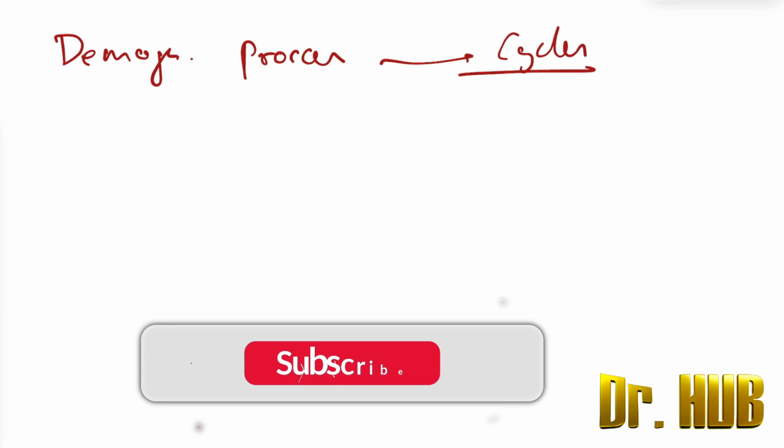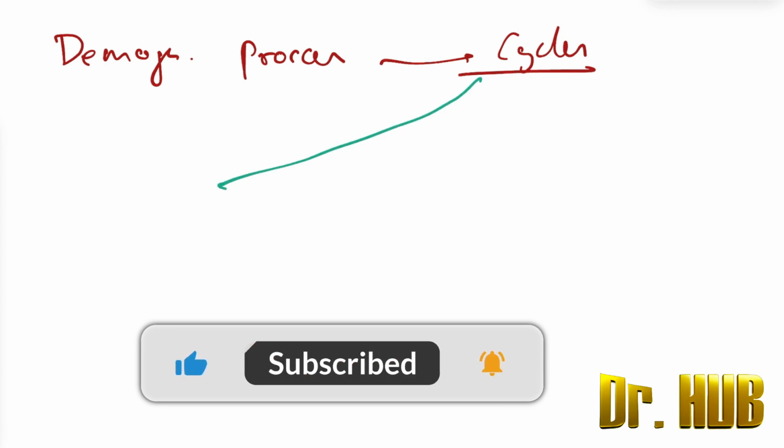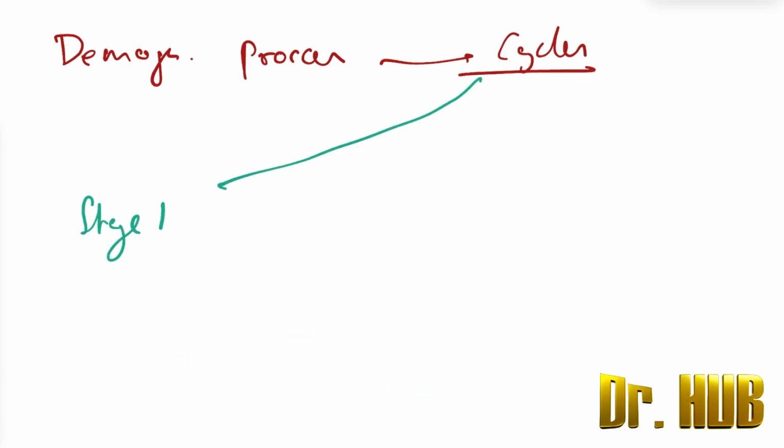Today we look at the demographic process and also the cycles. So the stages of demographic cycle components include, firstly, stage 1. Stage 1 means it is high stationary.